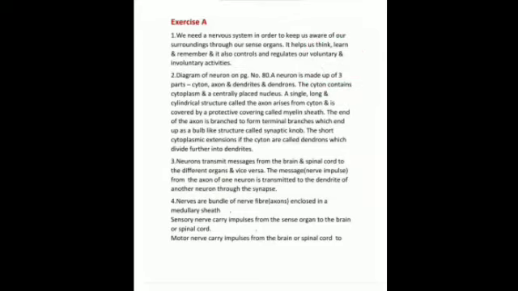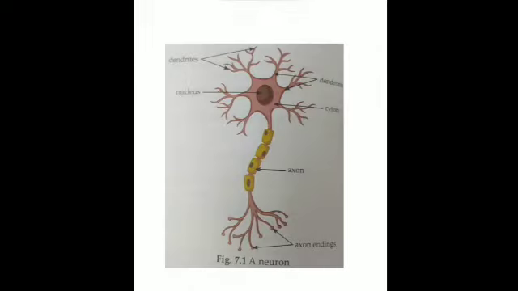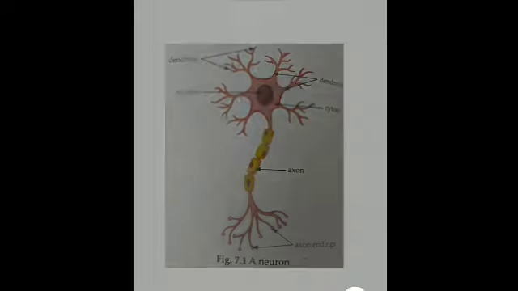Then question number 2 of the same exercise, describe the structure of a neuron with the help of a labeled diagram. So the diagram is given on page number 80. This is the diagram that you have to draw in your copy, a well labeled diagram. Please use a pencil and no colors for this, and don't use a pen. Is it clear? And explain the neuron.